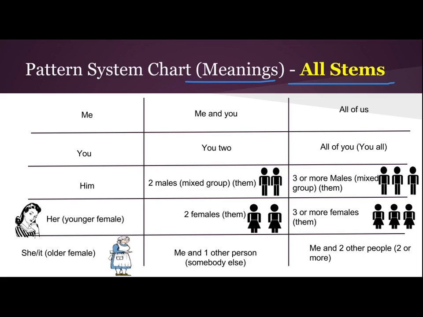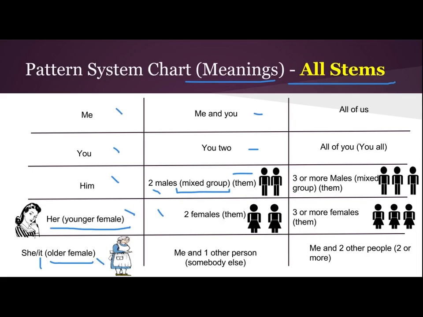It will apply to both the subjective and objective sides of each stem. So our meanings are as follows. The first one is me, then you, him, her, and she or it, and that rounds up our first column. When we're talking about her, in this case, it's a younger female, and in this one, it's generally an older female. A lot of times, it can also be used to describe it. The second column, me and you two males. This can be a mixed group when you use it in Oneida, and you can also say them if you're talking about it in English.